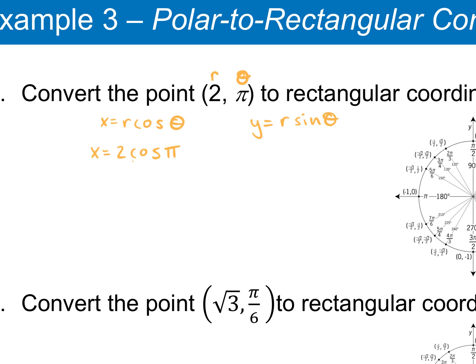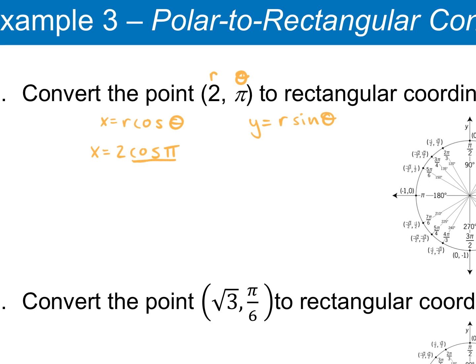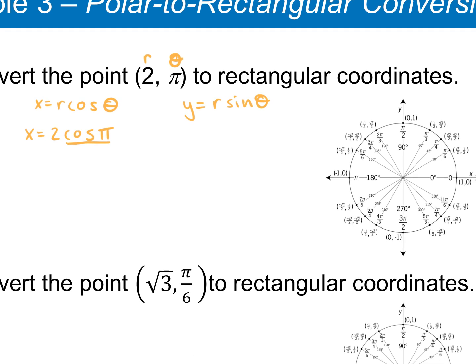So first thing we want to do is figure out what the cosine of pi is. So I'm going to go to my unit circle, find pi, and we have this point at pi. Cosine tells us we look at the x or the y? The x. So what's our x at pi? -1. Perfect. So we have x is equal to 2 times -1. So x is equal to -2.